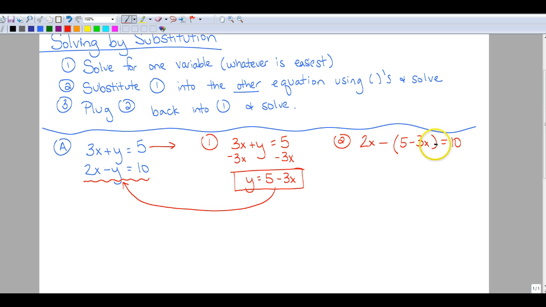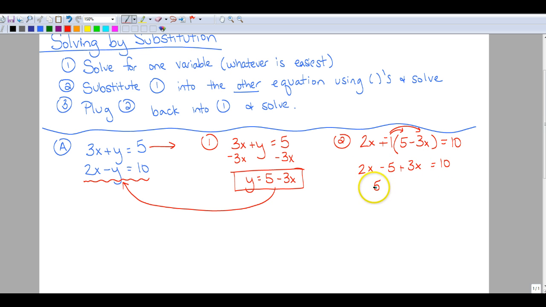And now I'm going to solve, now that I have all of the same variable. Now notice this is a negative, or you can put a negative 1. I'm going to distribute that negative 1. This goes back to first semester, solving for variables. So when I distribute, I have a negative 5 and a plus 3x equals 10. Now I just solve it.